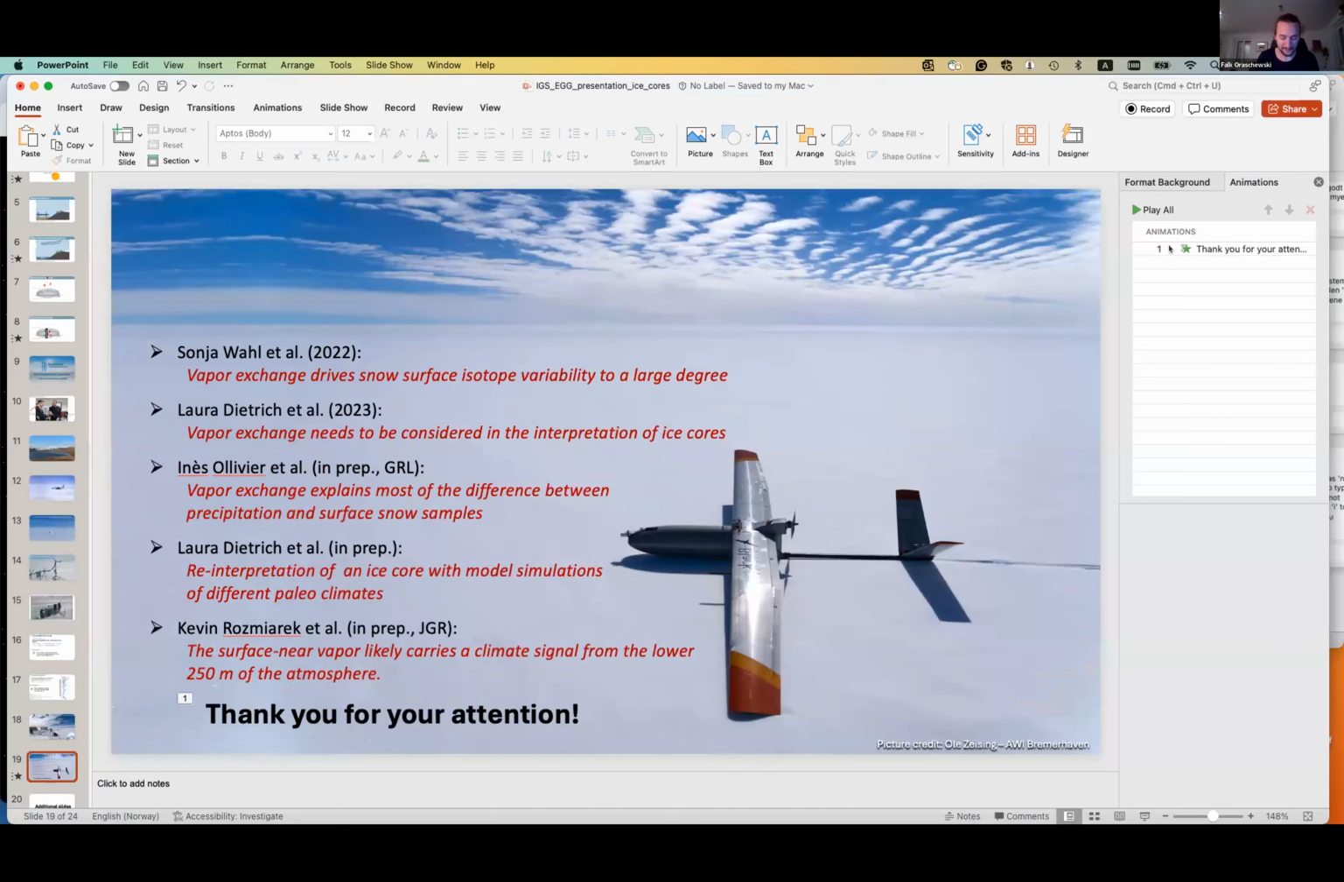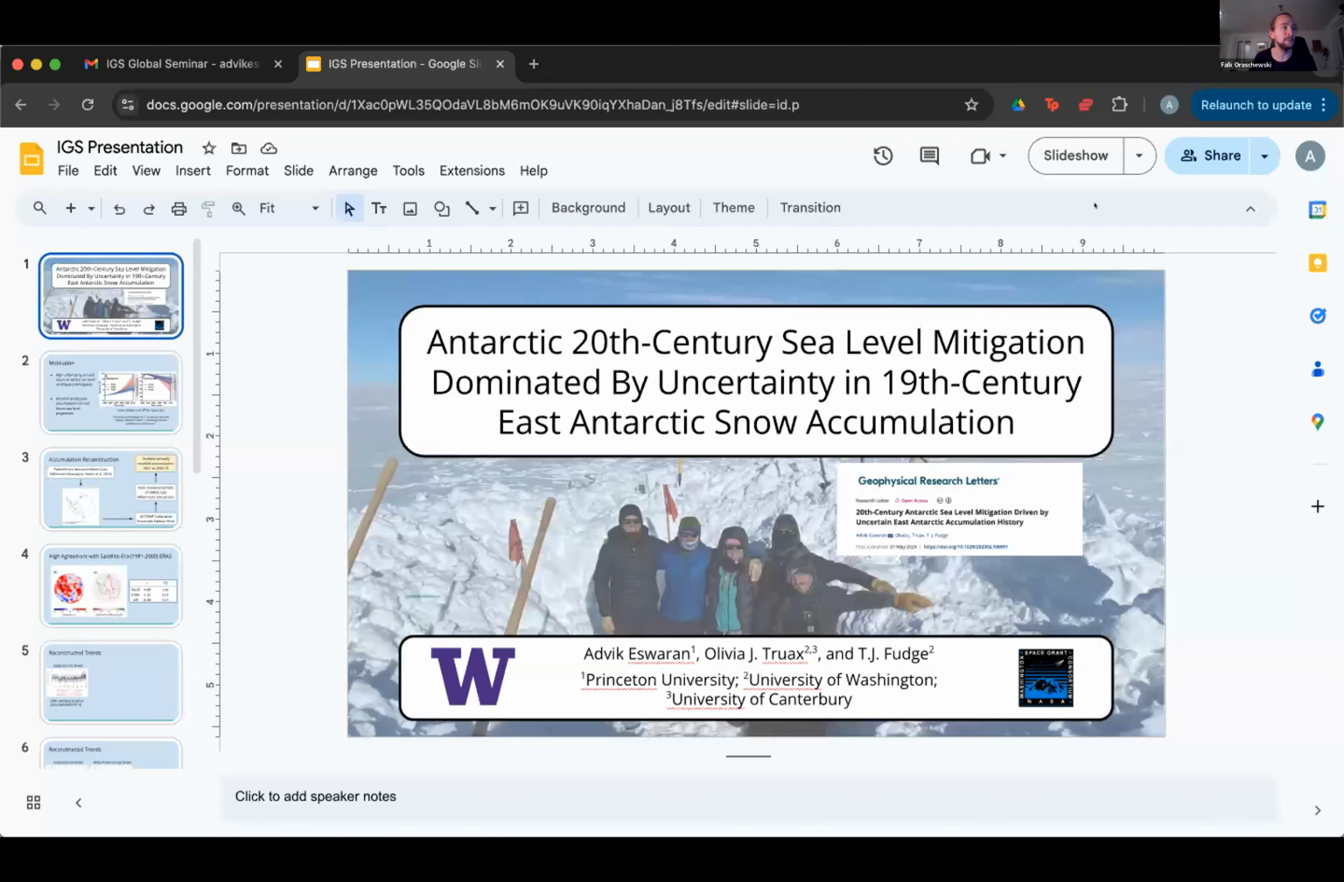And then I also directly come to our last speaker for today. So he is Advik Eswaran, and he is a student at Princeton University, where he is interested in the intersection of paleoclimate data assimilation and glaciology. And his research focuses on combining ice core records and climate models for the purpose of past polar climate reconstruction.